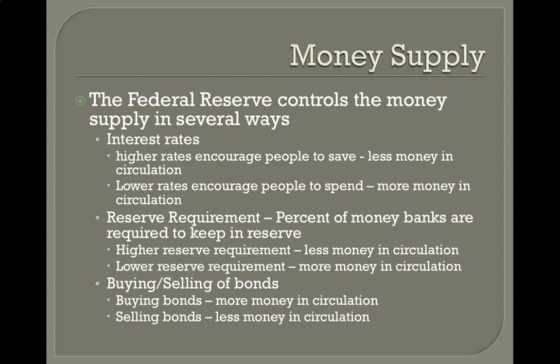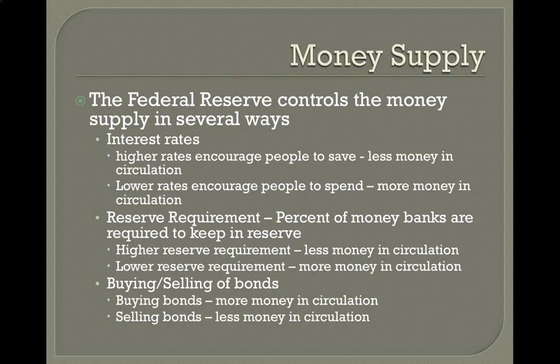The Federal Reserve controls the money supply in a couple of different ways. The first way is through interest rates. The higher rates encourage people to save, less money in circulation. Lower rates encourage people to actually spend money, which gets more money out in circulation.